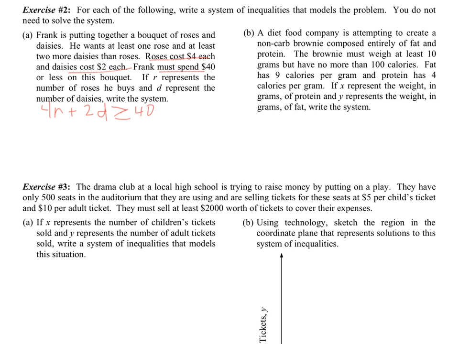So he wants at least one rose. That's an equation all by itself. So he wants at least one rose. And then the third equation, he wants at least 2 more daisies than roses. So his daisies, he wants at least 2 more than every rose. So there is your system of inequalities. Notice how there were 3 pieces to it.